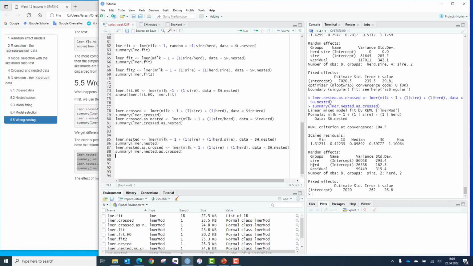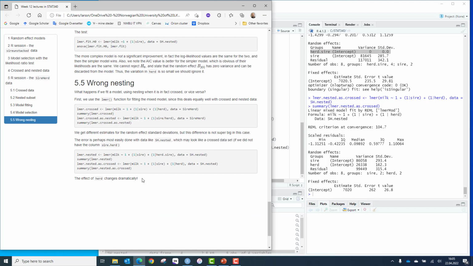And look at the effect of herd now. This is very big compared to 0. Right? So now it looks like herd really is an important variable here. While when the nesting of the data was taken into consideration, it was 0. So this had a huge impact. So please make sure you don't make mistakes like this, because it could potentially influence your results severely.